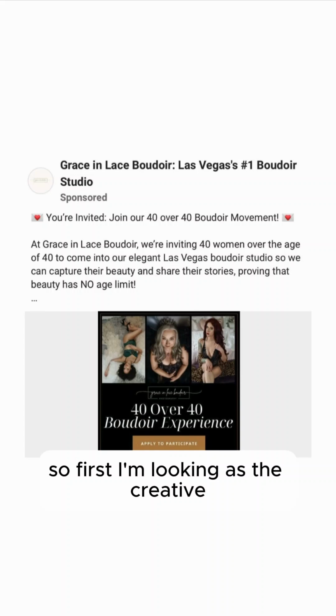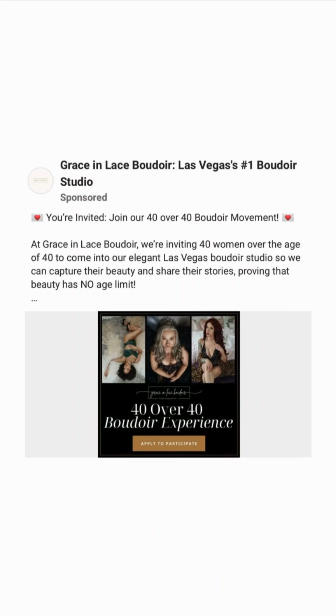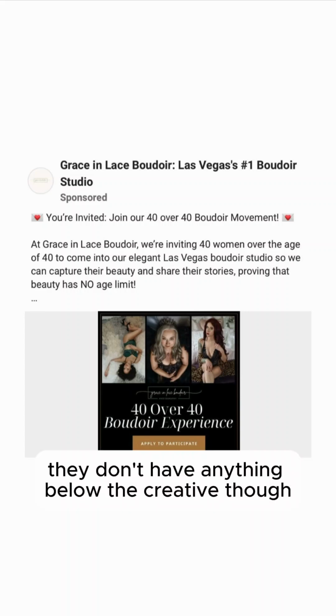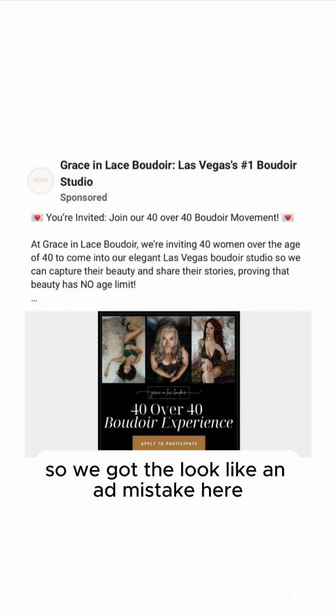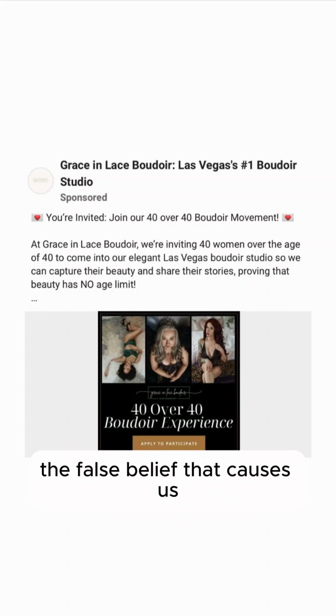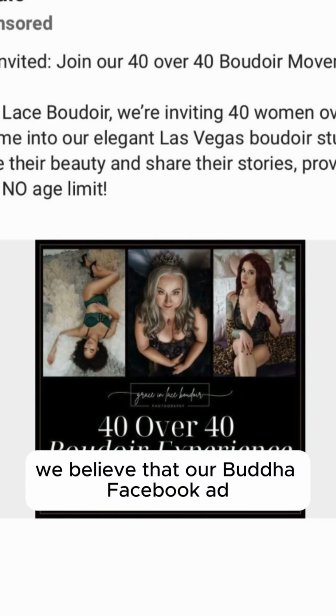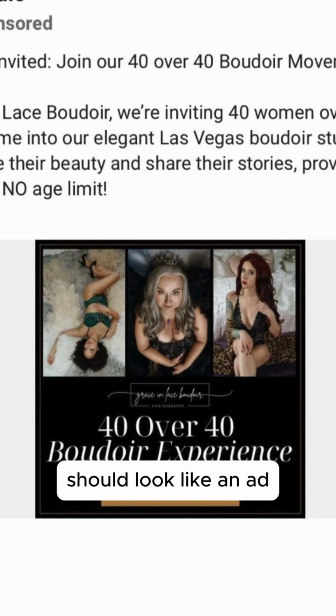So first thing I'm looking at is the creative. So we've got the looks like an ad mistake here. They don't have anything below the creativeness, so that's good. The false belief that causes us to make this mistake is we believe that our boudoir Facebook ad should look like an ad.